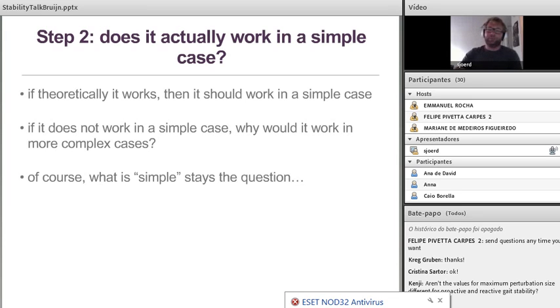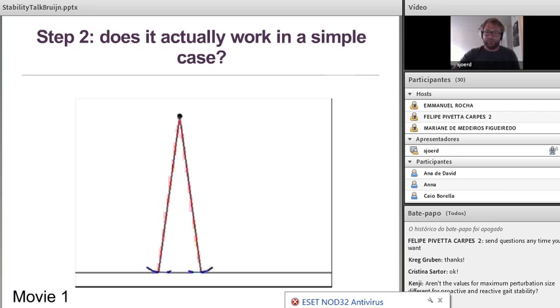Actually, I have no reason to believe, so I wouldn't use it. So, of course, what is a simple case remains the question. I've done some work using this simple compass model, for which you can quite easily calculate the actual stability. What you can do with these kinds of models is change something about their geometry. You can, for instance, change the arc of the foot here, or you can change the mass, or you can change the length of the legs. And if you change those, the stability of the model will change.